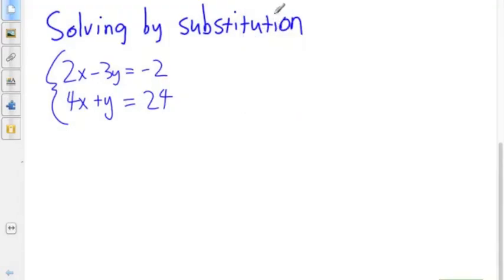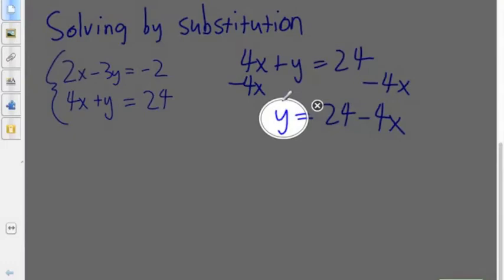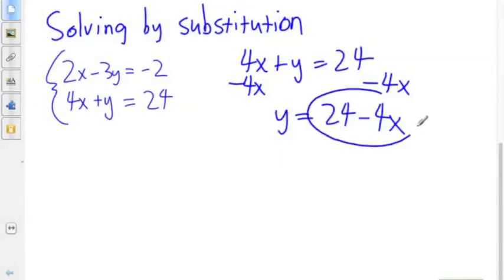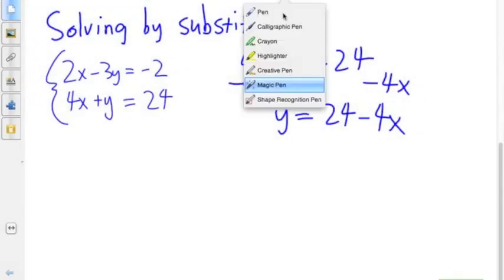So I'm going to take my second equation here. I have 4x plus y equals 24. If I subtract 4x from both sides, then I have y equals 24 minus 4x. So one way of saying this is I have found y in terms of x. I have y here by itself, and on the other side I have an expression which only has x as a variable. So that's y in terms of x.